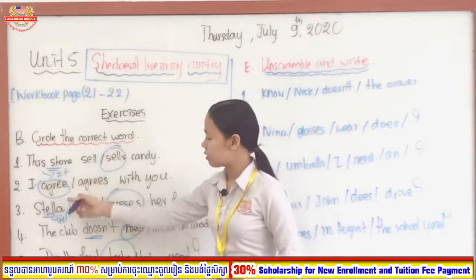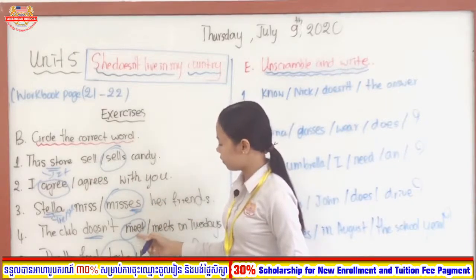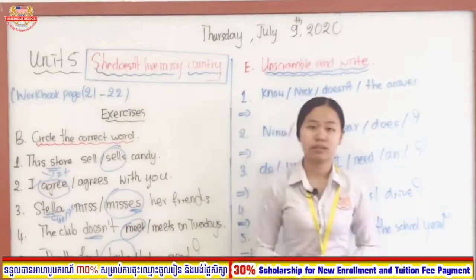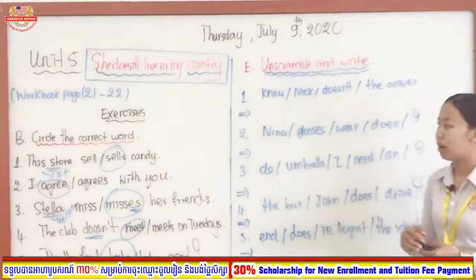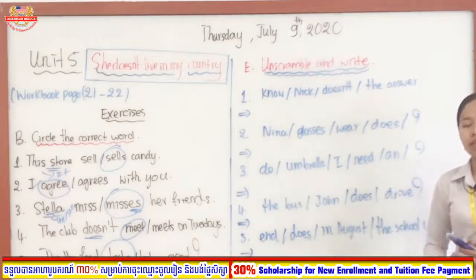Number 1, sells. Number 2, agree. Number 3, misses. Number 4, meet. Number 5, the word taste. Now that's it for section B. Moving on to section E altogether, unscramble and write. So you need to put the words in order to make it into a completed sentence.